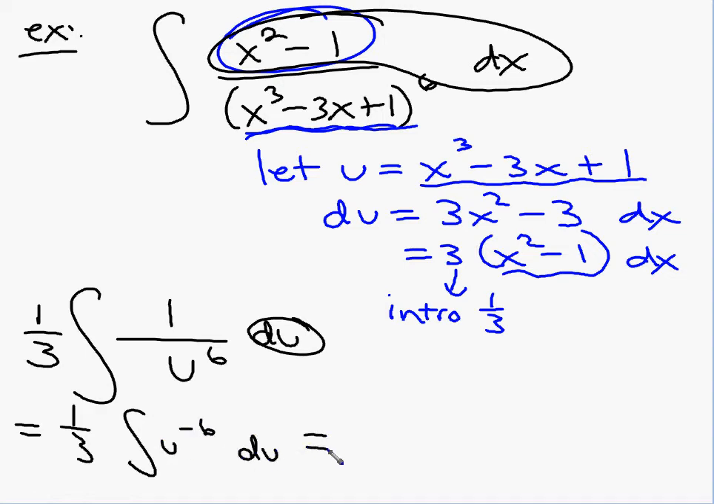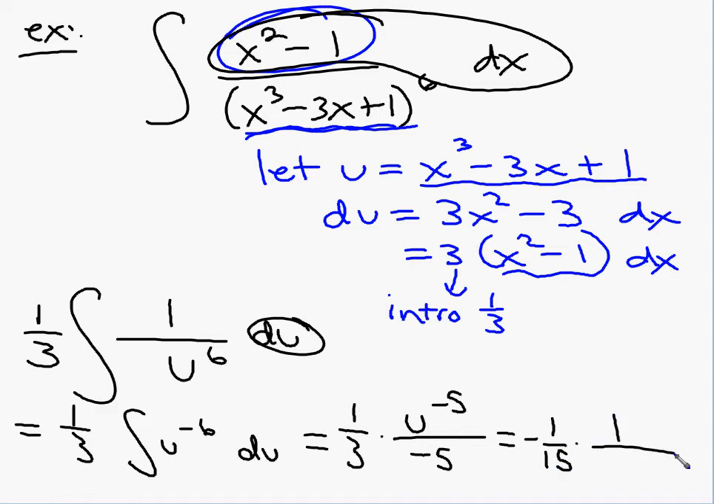And I just follow the power rule, add 1, so that's going to be 1/3 times u to the negative 5th over negative 5. And that's going to be negative 1/15, all right, times 1 over my u to the 5th power. Well, my u was x cubed minus 3x plus 1, all to the 5th power, and then I would need a plus c.